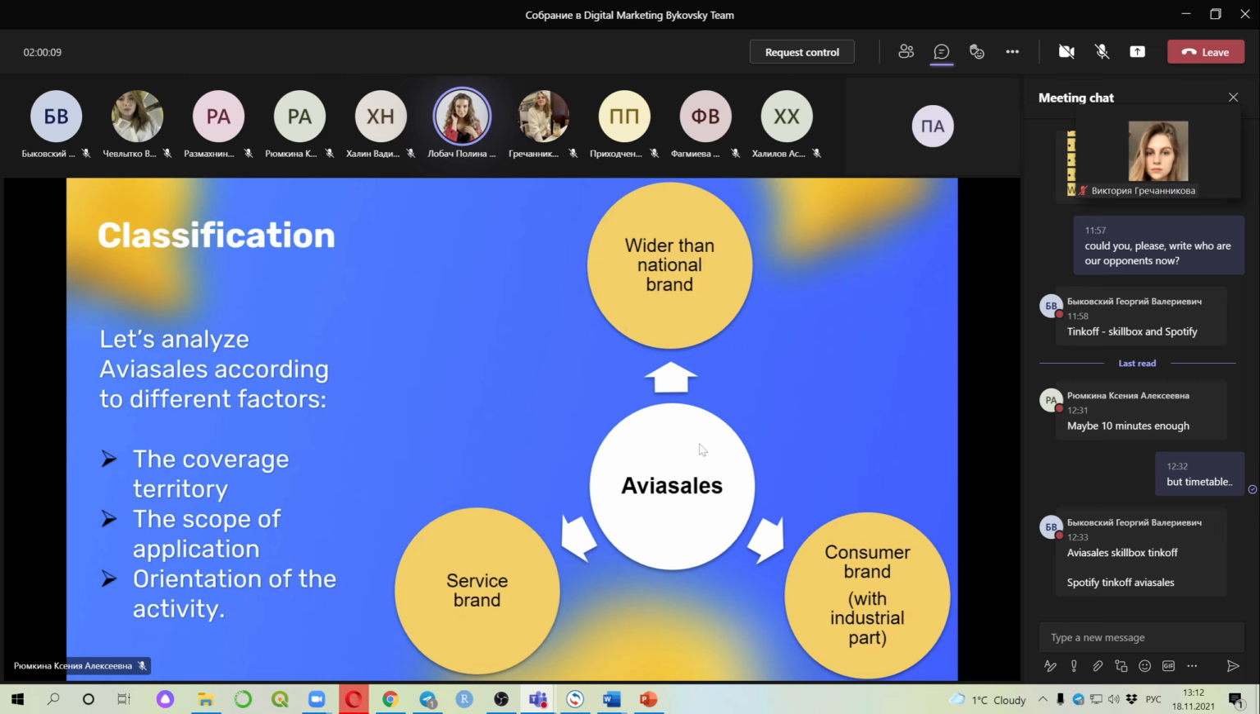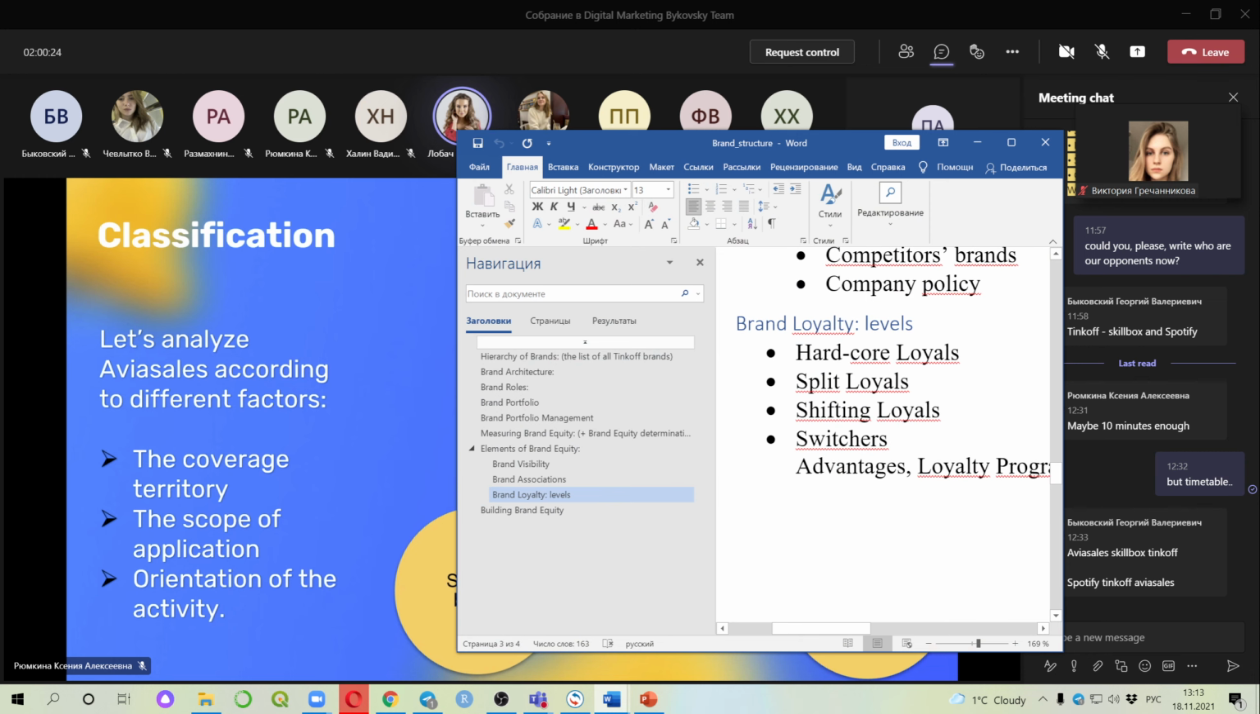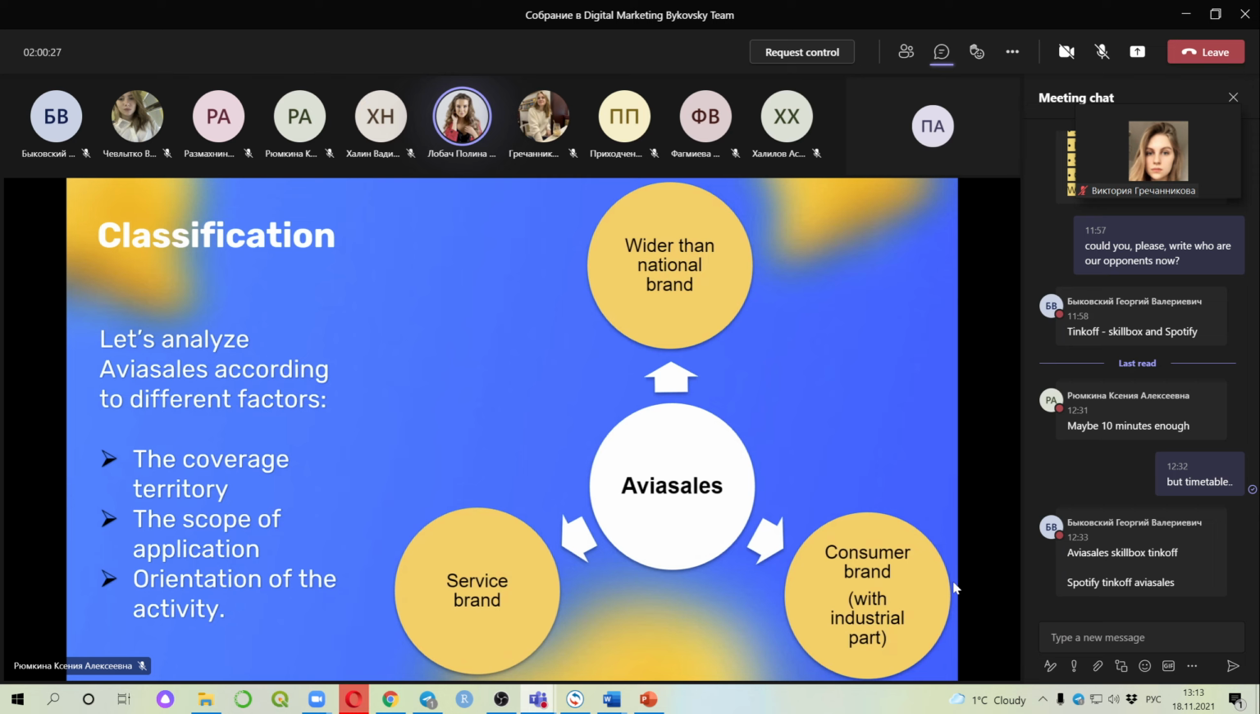According to the scope of application, all brands are divided into two groups, consumer and industrial. AviaSales mainly operates in the B2C segment, since its activity is aimed at the end customer. However, a minor part of the activity is B2B services. That's why we consider AviaSales mainly as a consumer brand with a minor industrial part. By orientation, brands are classified into commodity, service, personal, event, and territorial. If we analyze AviaSales, then in this classification it belongs to the service type, since the activity is aimed at providing services of finding cheap and suitable tickets.